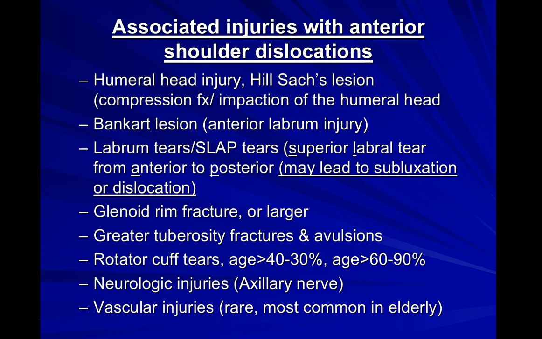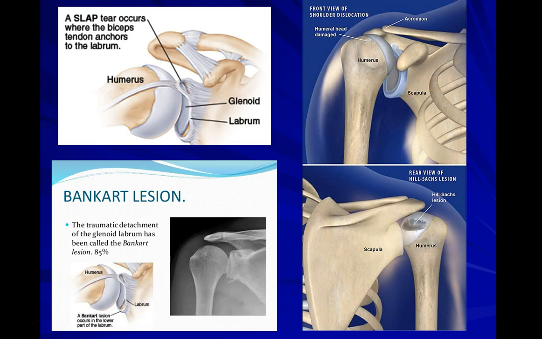Rotator cuff tears might occur when you have a dislocation, and sometimes neurologically things like the axillary nerve can have damage to it. More common in the elderly might also be vascular injuries like the subclavian area and injuries to the axillary artery, but that's not going to be as common. So that's the problem with especially full dislocations: it's not just, oh, you dislocated, let's put it back in. There's probably going to be some damage somewhere else within the shoulder.